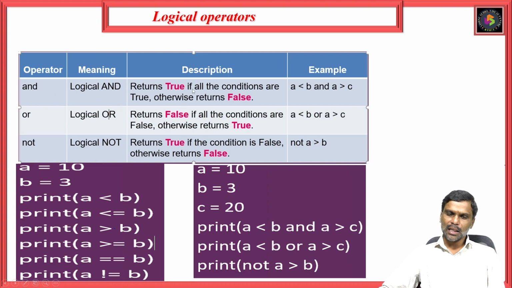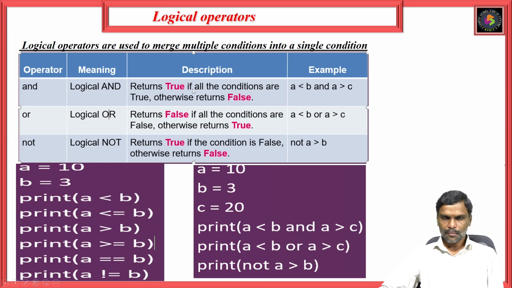What are the logical operators? Logical operators are used to merge multiple conditions into a single condition. So in the previous case, with relational operators, we are going to check only one condition. Here we are going to check more than one condition. Here we have not given symbols, we have simply taken and, or and not, because these are keywords of Python that can be accepted by Python. So we are not taking any symbol here.